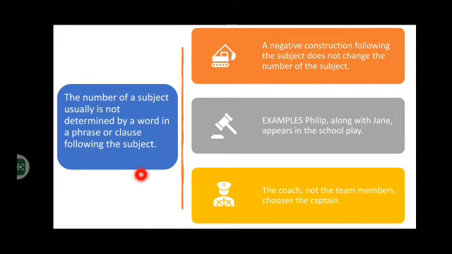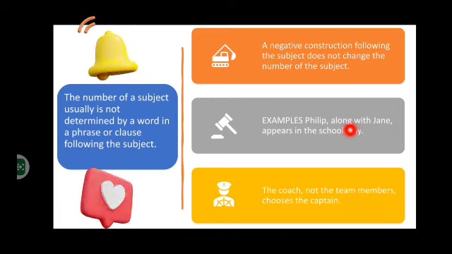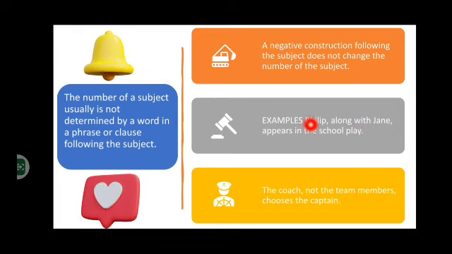On this slide, we will discuss two important notions on subject-verb agreement. First, the number of a subject usually is not determined by a word in a phrase or a clause following the subject. So a subject is not determined by what comes after a subject. For example, Philip along with Jane appears in the school play. Here we have the subject of this sentence, Philip. But we also have a phrase. In that phrase, another noun is used. This is a noun phrase, and another noun is used, that is Jane. So this phrase will not affect the number of the subject Philip.